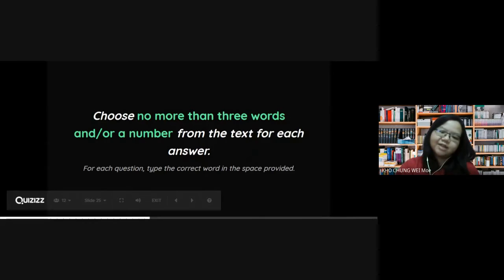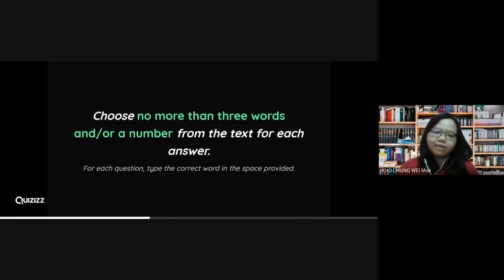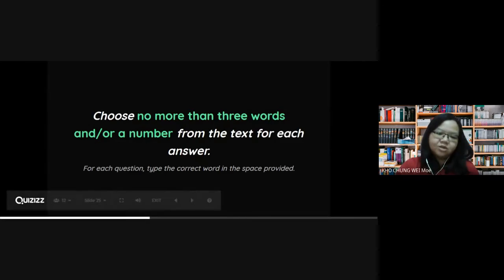What and or a number means is that the word here includes numbers. So you can have like 2 numbers, 1 word, 1 number, 1 word, 1 number, 2 words, that's fine. So the number there is counted as part of the word as well. Okay, no more than 3 words and or a number from the text for each answer.